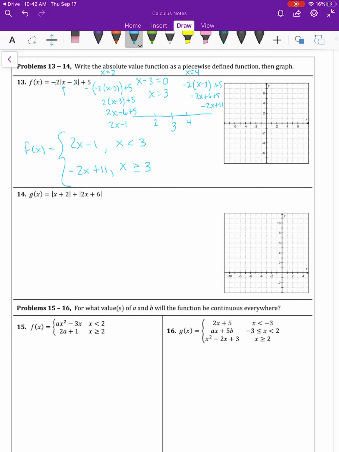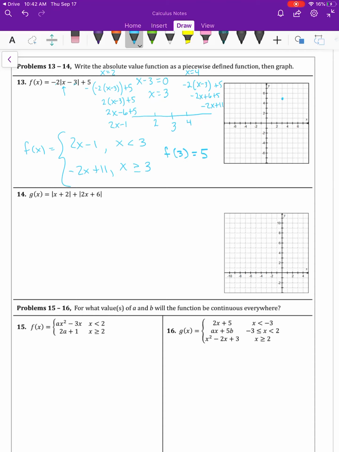And so now I know that 3 is where they change. They're going to share that. So what is f of 3? Well, if I put a 3 in, I get 5, right? Now, coming in the other way, 2 times 3 is 6, minus 1 is 5. When they switch, they stay continuous. So I've got the point (3, 5) that I know they both share.